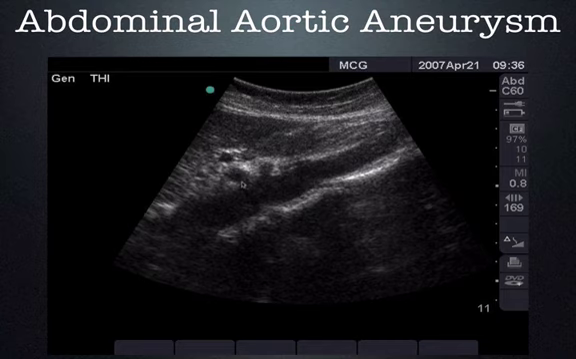Here we can see the celiac trunk, and this is the takeoff of the superior mesenteric artery. And we can see quite nicely that the aorta tapers, and we can also see that there's no clear intimal flaps to suggest aortic dissection, which we'll talk a little bit more about in a minute.